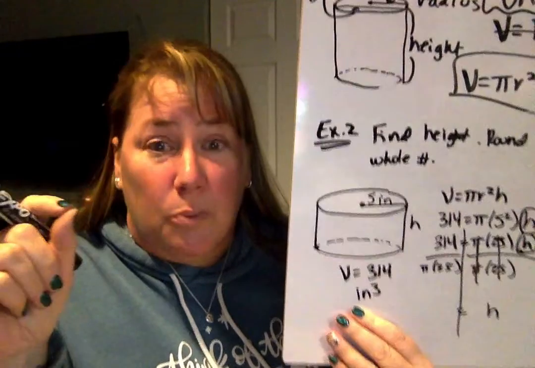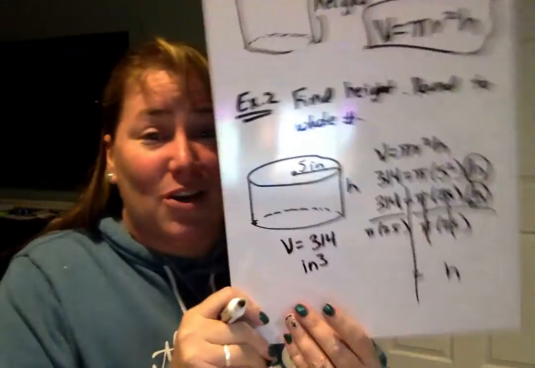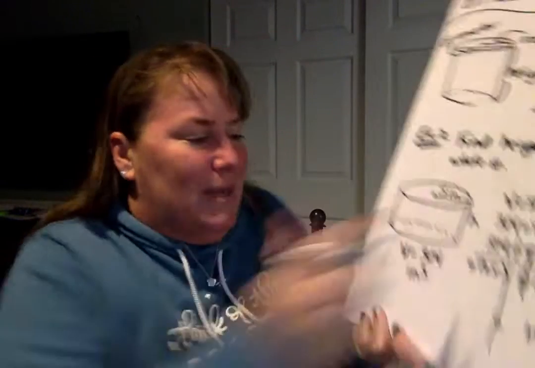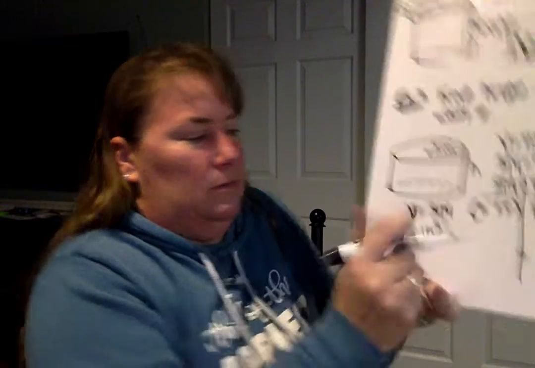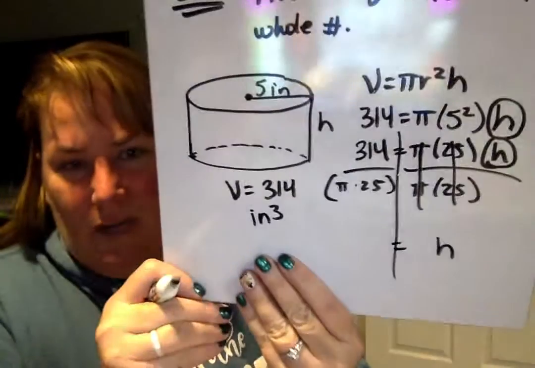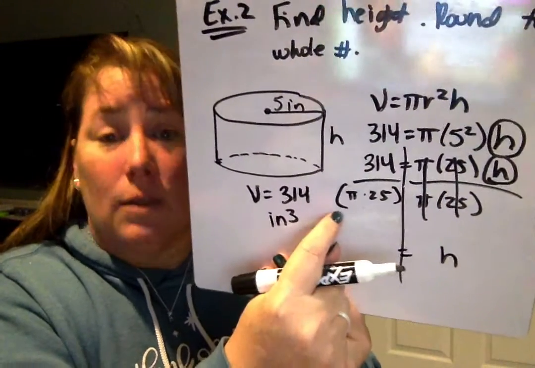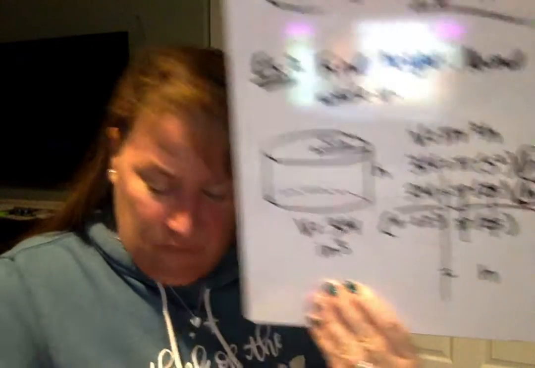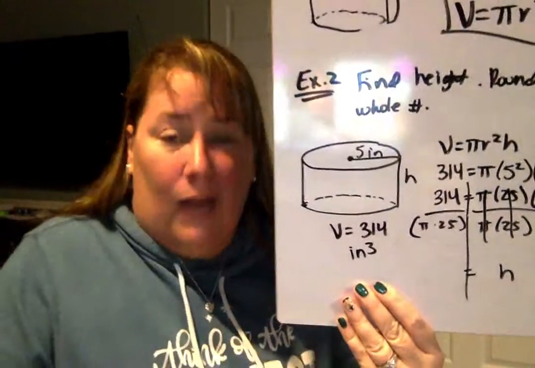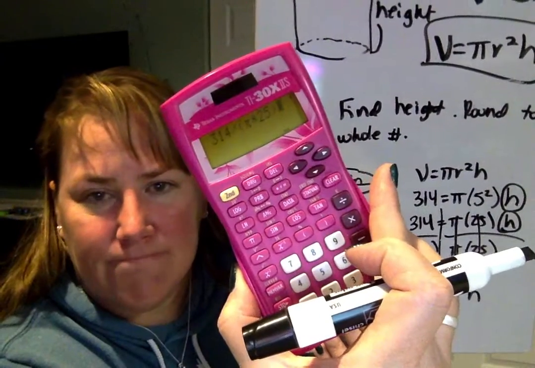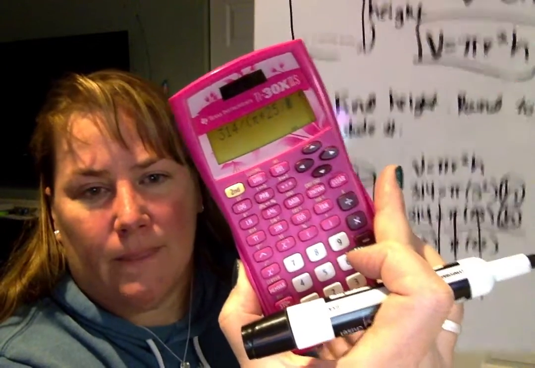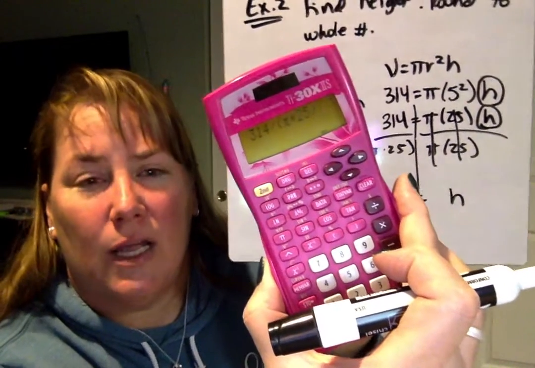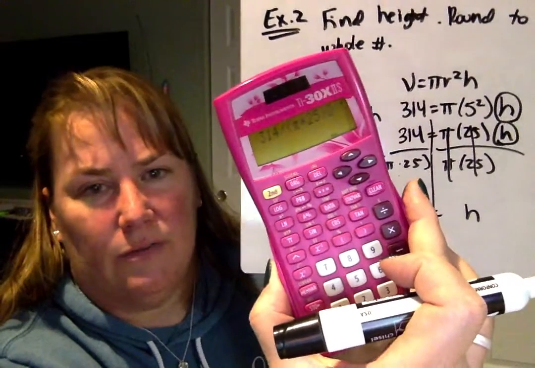It's really important that you enter this correctly. So here's how you're going to do this. You go 314 divided by, and you're going to make this a big old quantity: pi times 25. So it's 314 divided by, go left parenthesis, pi times 25, right parenthesis. Just like that. You have to make this a quantity, so that way the calculator knows it's 314 divided by the result of pi times 25. And then hit enter.